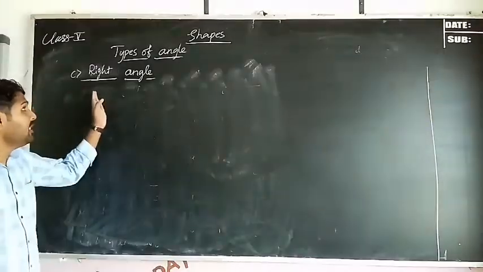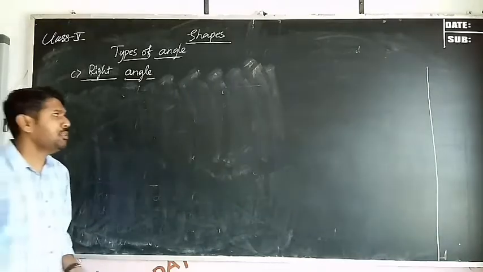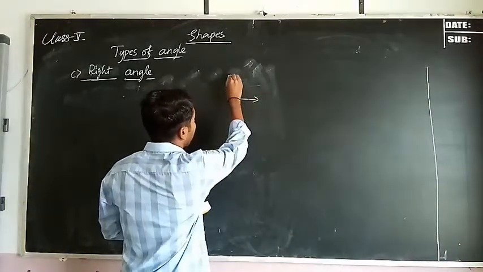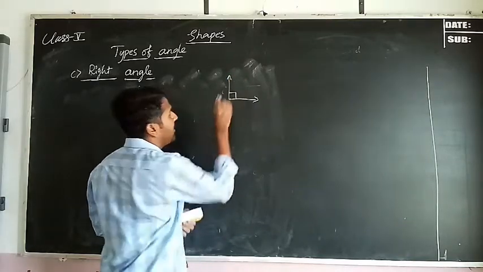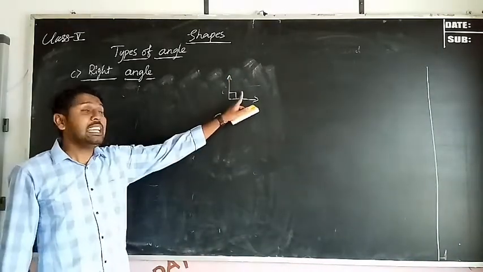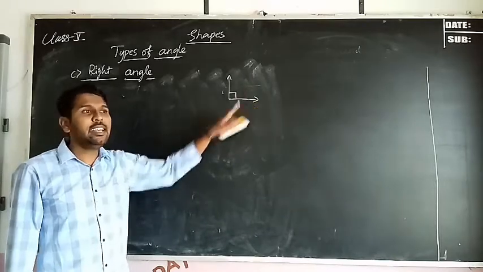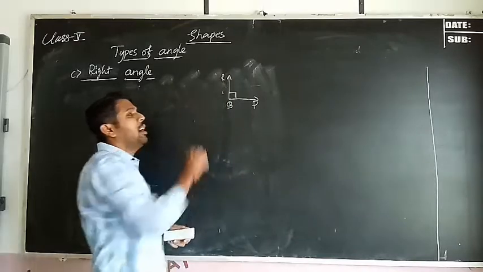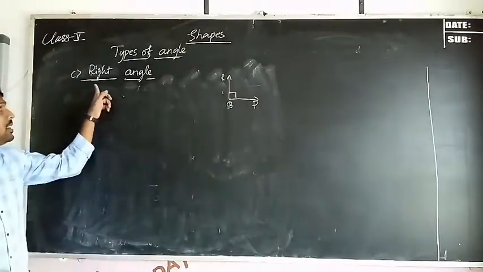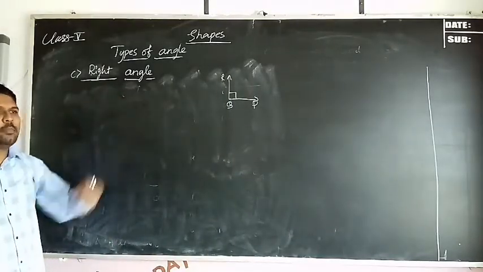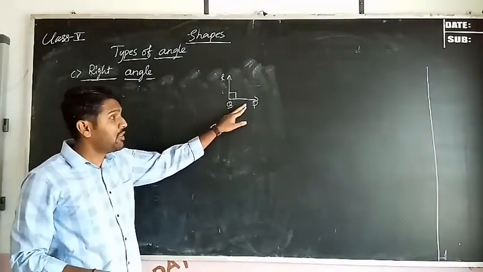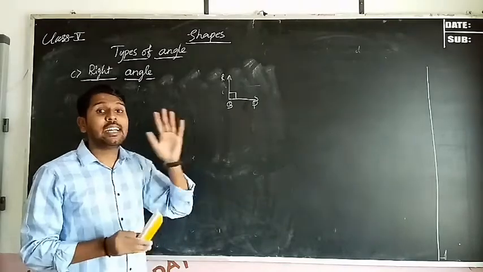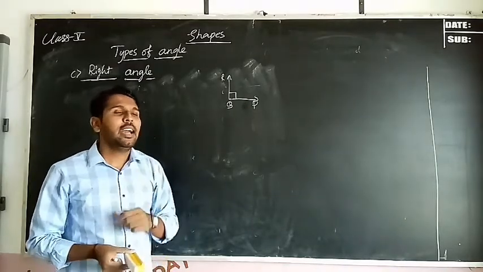So the third one is right angle. What is the representation of a right angle? Right angle means exactly 90 degree. So give the names P, Q, R. What is the definition of a right angle? Right angle means the measure of an angle is exactly 90 degree. Exactly 90 degree is called a right angle.